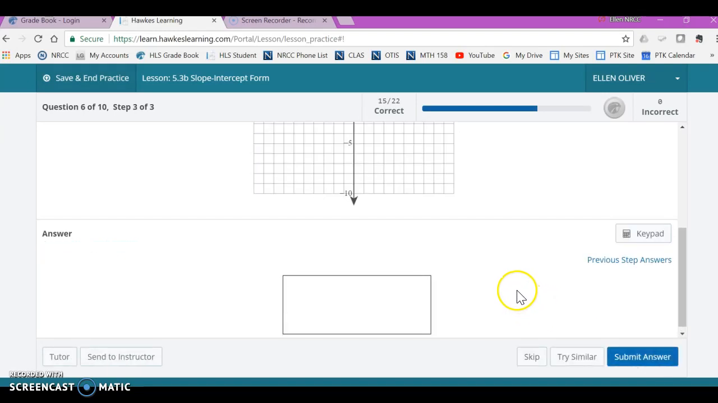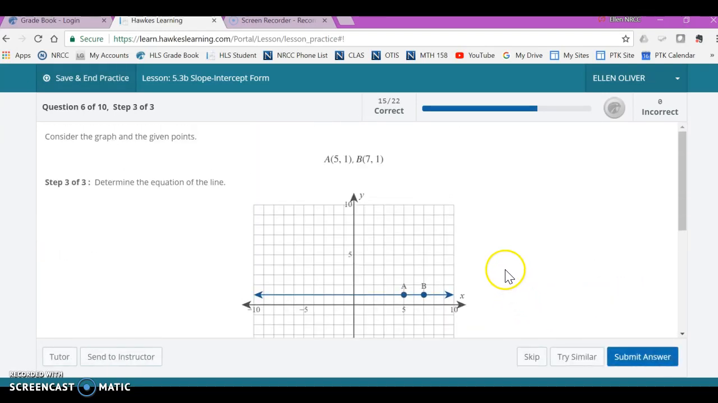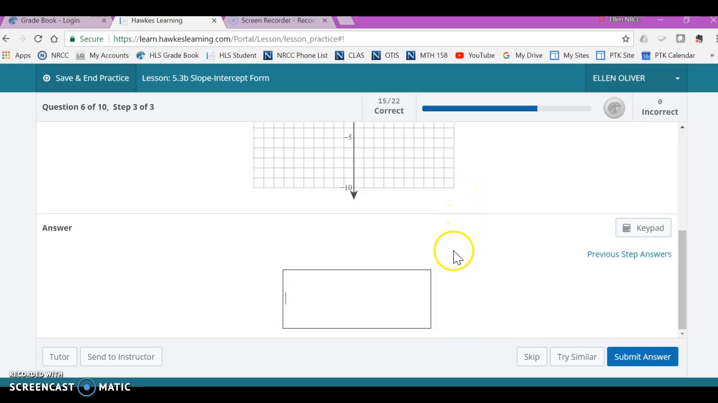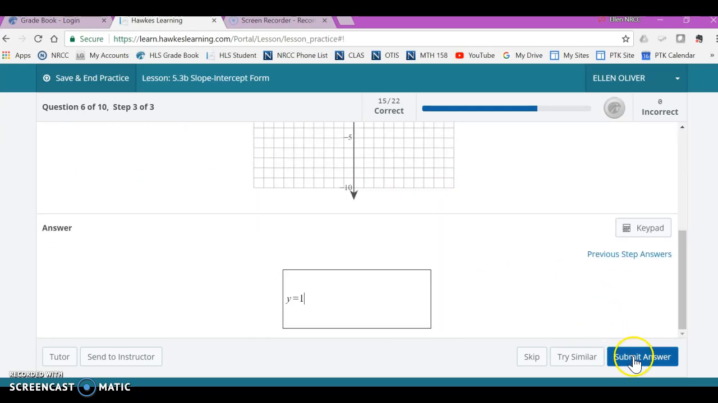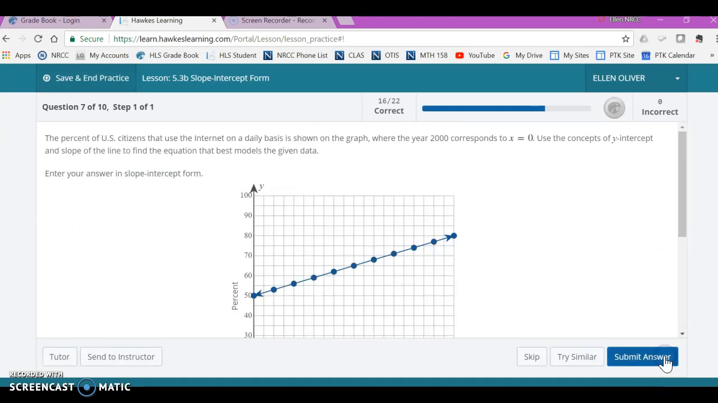And now they're going to want that whole equation. So the equation here is just y equals 1, no matter what. Because for both of these points, y is 1, right? So that's one of those special cases.